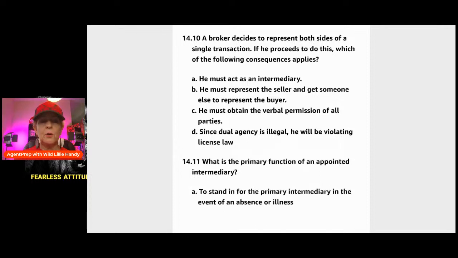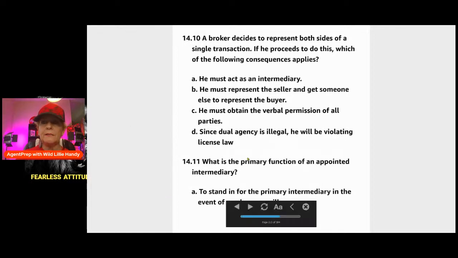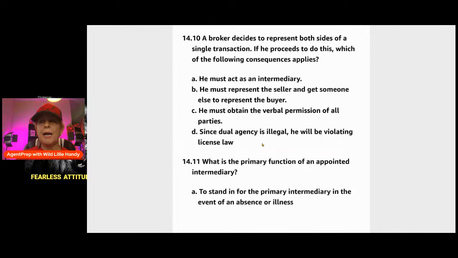So a broker decides to represent both sides. So what happens in the state of Texas when a broker represents both sides? They must act as an intermediary. Letter A. Okay. Dual agency is illegal in Texas, so D is out. They will be an intermediary. Yes, dual agency is illegal here.